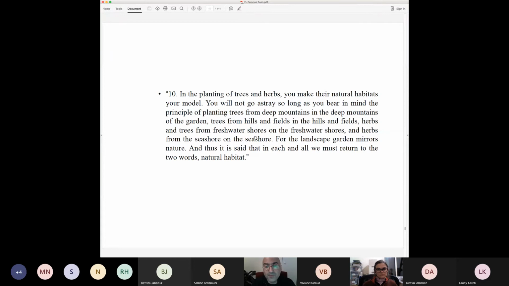Trees from hills and fields in the hills and fields of your gardens, herbs and trees from freshwater shores on freshwater shores, and herbs from the seashores, etc. And this is important, for the landscape garden mirrors nature. You are creating a picture of nature. And thus it is said, that in each and all we must return to the two words, which are, in fact, natural habitat.